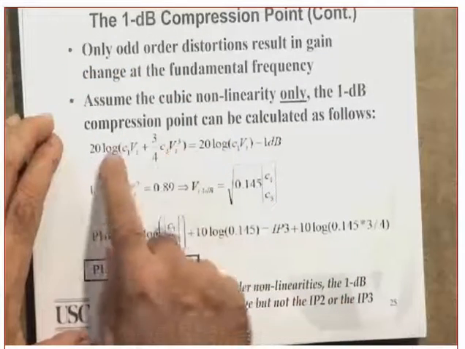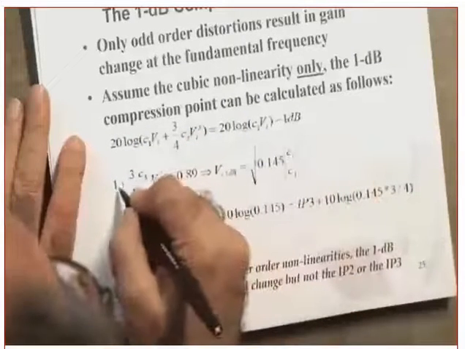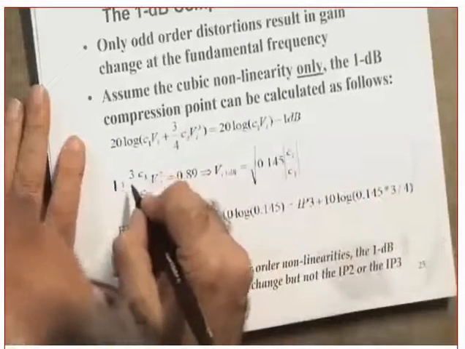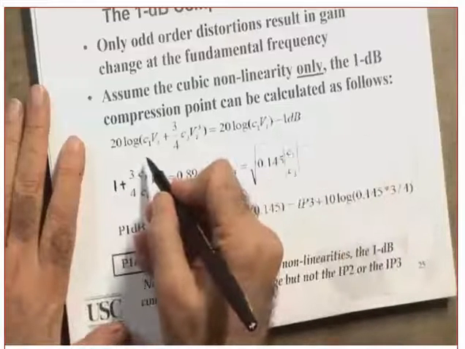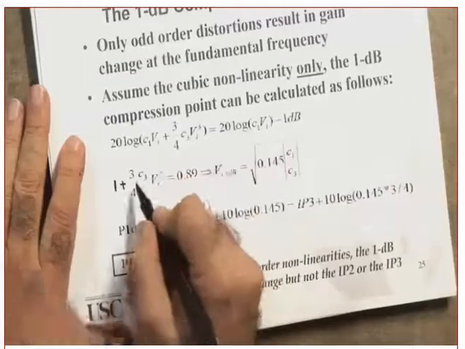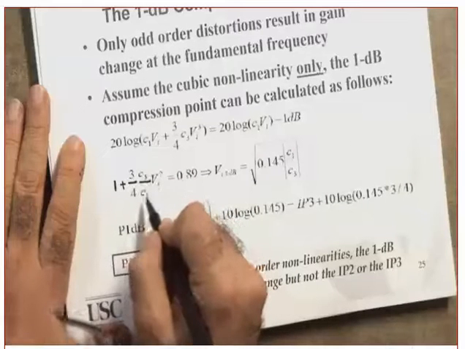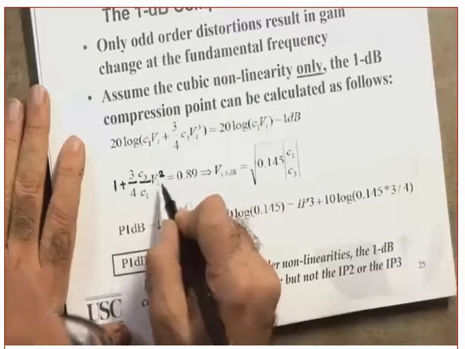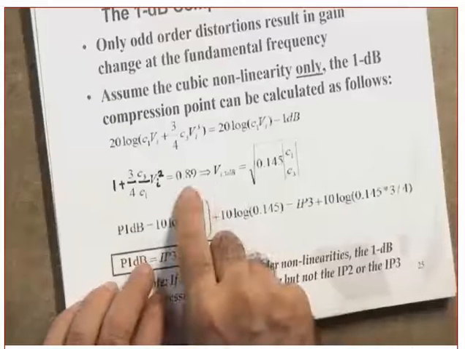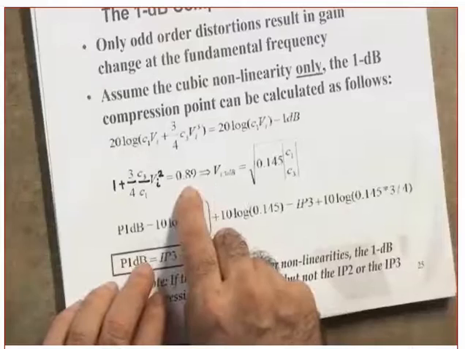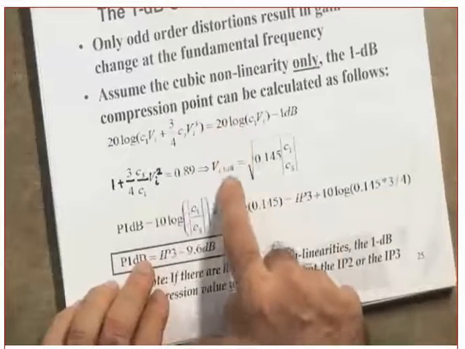Now, then you remove the logs in here. So what do you get? From this equation, you get 1 plus this one. Bring this one to this side. Yes or no? 1 plus 4 over 3 over 4, C3 over C1. All of this is missing. VI square equal to 0.89. Okay, 0.89 is from this term here. Which means what?